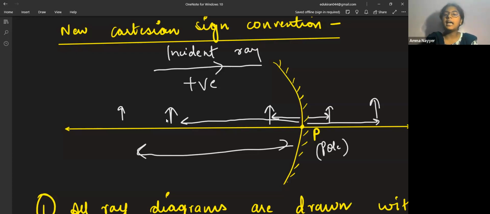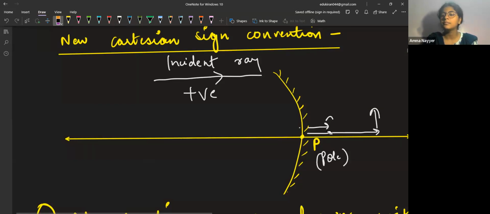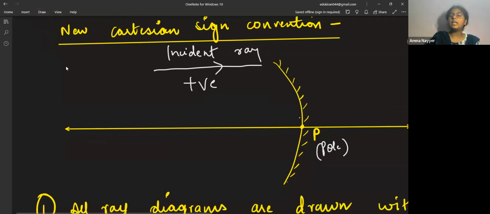Now coming to the point when I mentioned that incident ray is taken positive. See, the direction of incident ray is taken positive for every quantity. You people have done this concept of relative velocity also in class 11th. There also you must have seen we take a particular direction. So the direction of incident ray is taken positive.